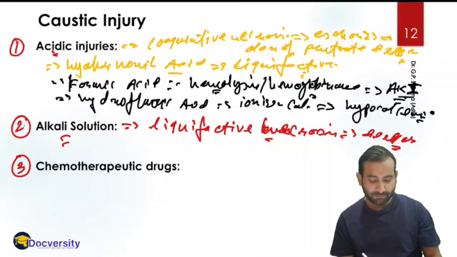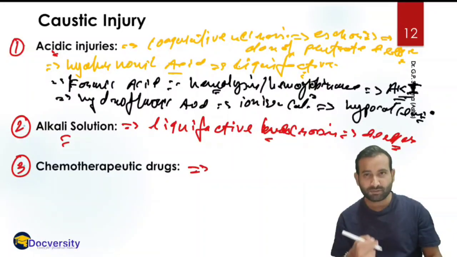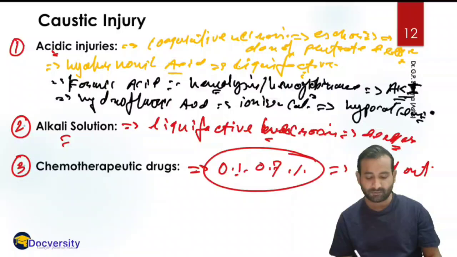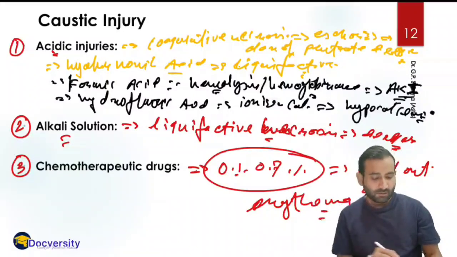When we are injecting chemotherapeutic drugs to the patient, in 0.1 to 0.7% of cases these drugs may spill out, maybe because of our faulty injection technique, right? So this produces erythema of the skin around the injection site. Hope you understand.